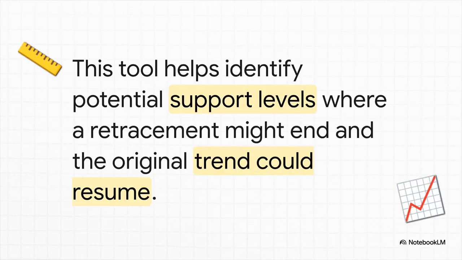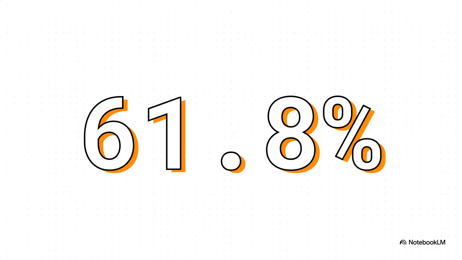Let's zoom in on one of the most famous tools out there, Fibonacci retracement. Now, this one sounds complicated, but the idea is simple. It draws these horizontal lines on your chart that act like potential support levels. So, as the price is pulling back in a retracement, you watch to see if it bounces off one of these lines. If it does, that's a great sign that the retracement is over and the original trend is about to take back control.